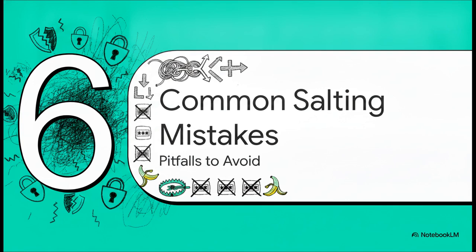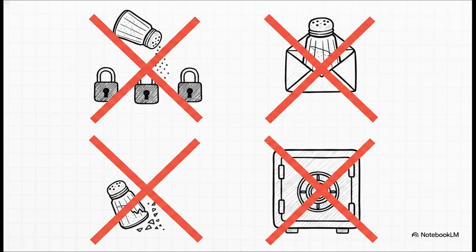Finally, Section 6, common salting mistakes. Let's look at a few pitfalls to avoid. I'm going to rapid fire through these, mostly because if you use a modern library correctly, you'll avoid all of them automatically. First mistake, reusing the same salt for every user. Just don't do it. It entirely defeats the purpose and brings those rainbow tables right back into play.